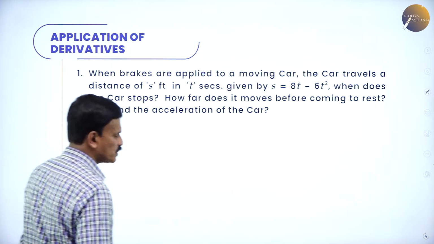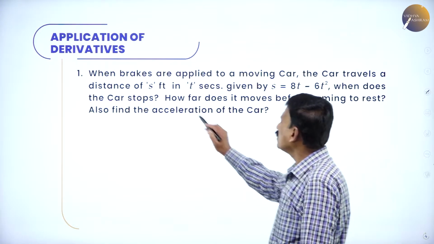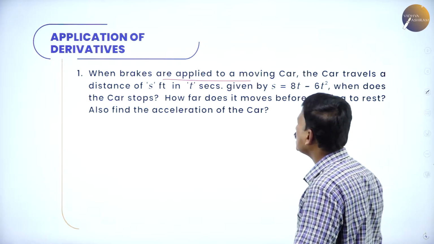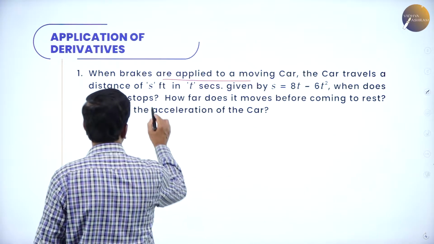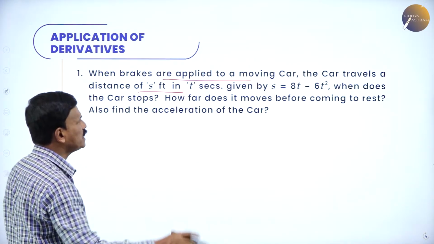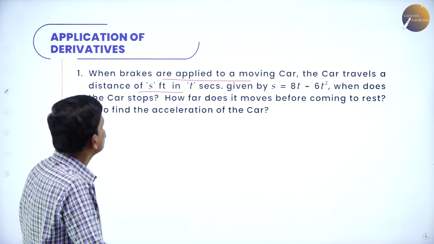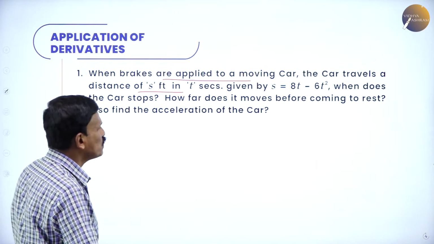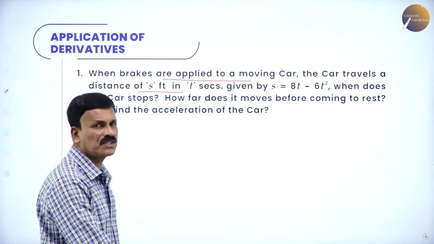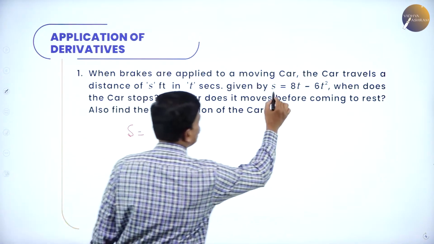Now let us take one simple problem. When brakes are applied to a moving car, the car travels a distance of s feet in t seconds, given by s is equal to 8t minus 6t square. When does the car stop? How far does it move before coming to rest? Also find the acceleration of the car. Now, what is the equation given? s is equal to 8t minus 6t square.